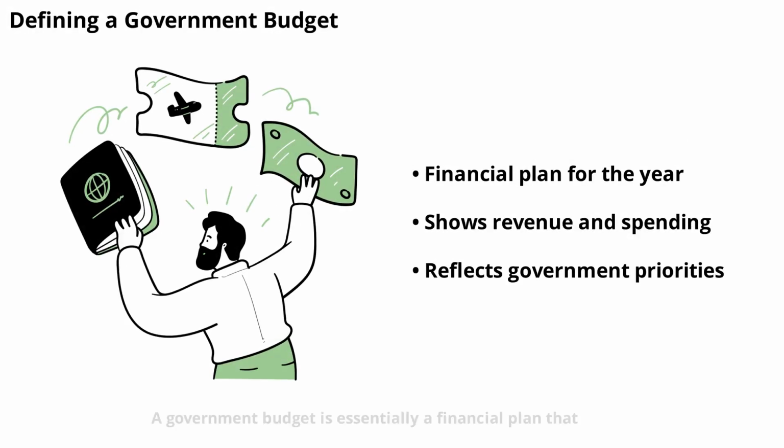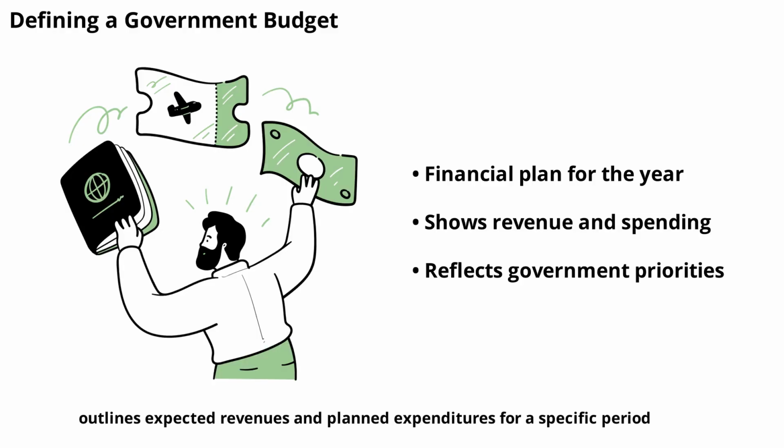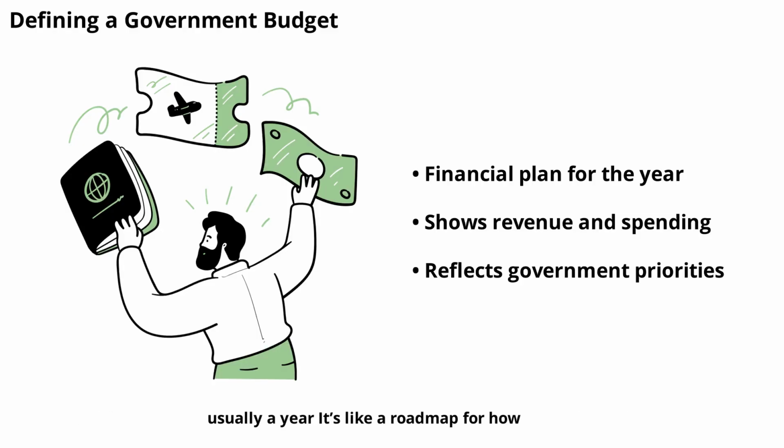A government budget is essentially a financial plan that outlines expected revenues and planned expenditures for a specific period, usually a year. It's like a roadmap for how the government will raise money through taxes, fees, or borrowing, and how it will spend that money on public services and projects. The budget reflects the government's priorities and values, showing what it considers most important for the country's well-being. By looking at the budget, you can see how much is allocated to things like defense, education, healthcare, and social programs. Understanding this helps citizens hold their leaders accountable.